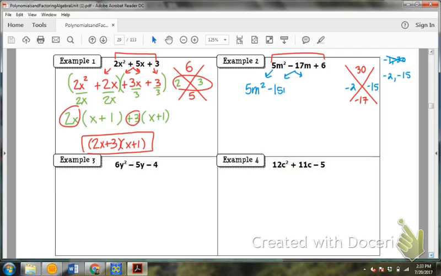Negative 15m minus 2m plus 6. Okay, now we're ready to group the first two. Make sure you put the negative inside with the 2, please. What does the first group have in common, Lexi? 5? Is that it? 5m. So we're going to pull a 5m out, and we get m minus 3.